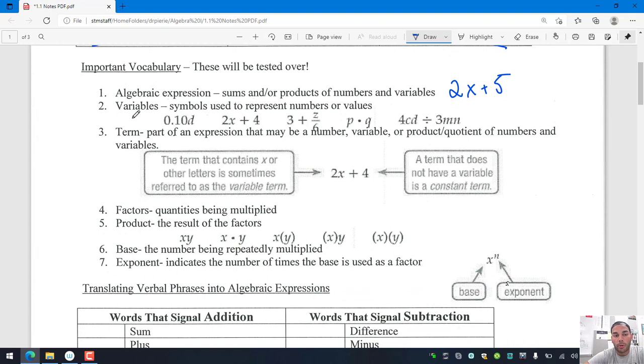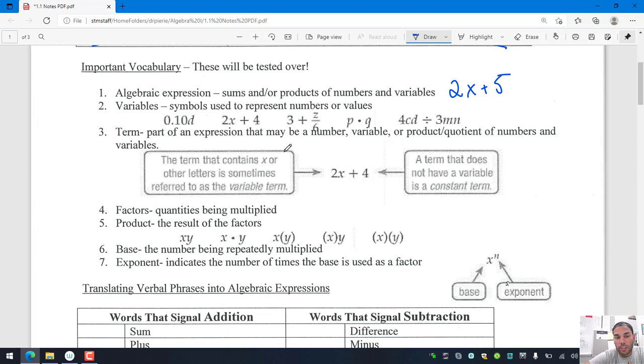Second most important vocab word you're going to see is this word variables. You guys know what variables are at this point probably. It is symbols used to represent numbers and/or values. Okay. Most commonly it's going to be written as a letter: D, X, Z, P, Q. Any of these letters are examples of variables, and as you guys probably know already, the most common type of variable you're going to see in this class is going to be denoted by the letter X or the letter Y.